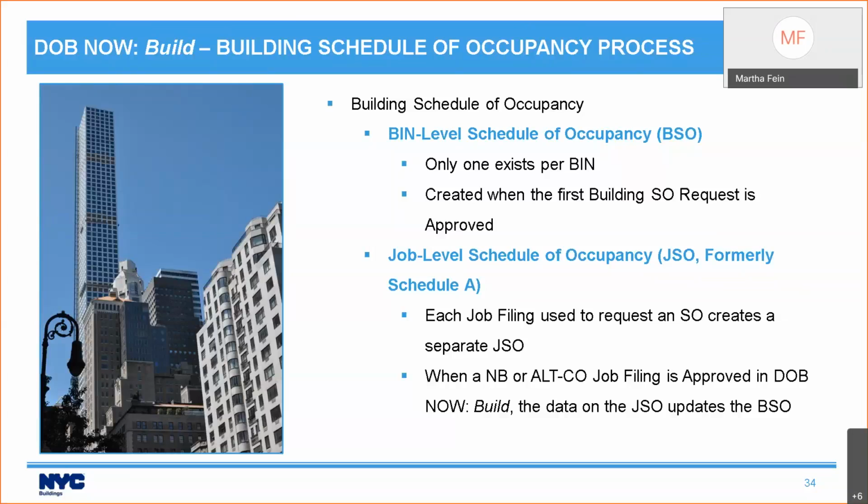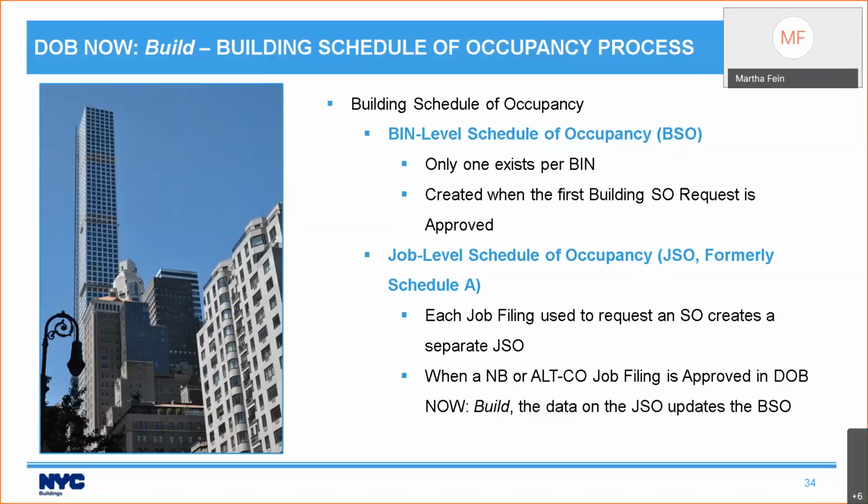The job level schedule of occupancy is created when you file a job that is used to request a schedule of occupancy. So if I file my job where I'm working on floors 2 and 3, but I'm filling out the entire building, what I put into the schedule of occupancy tab is my job level schedule of occupancy. DOB is going to review it, and once they approve it, my job level schedule of occupancy information gets transferred over to the bin level schedule of occupancy.